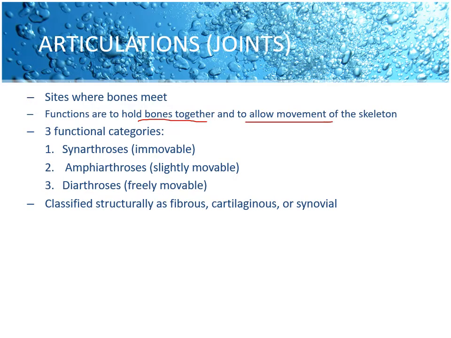So there are three functional categories. There are synostosis, which is immovable, sendi yang tak bergerak. Amphiarthrosis, slightly movable, yang sedikit saja pergerakannya. Diarthrosis, freely movable, dia bebas bergerak. So in terms of structure, dia classified sebagai fibrous, cartilaginous and synovial.